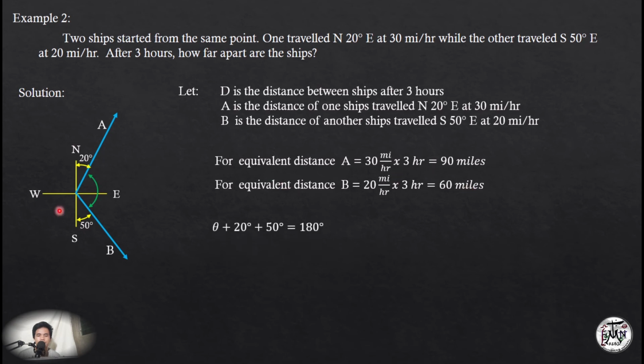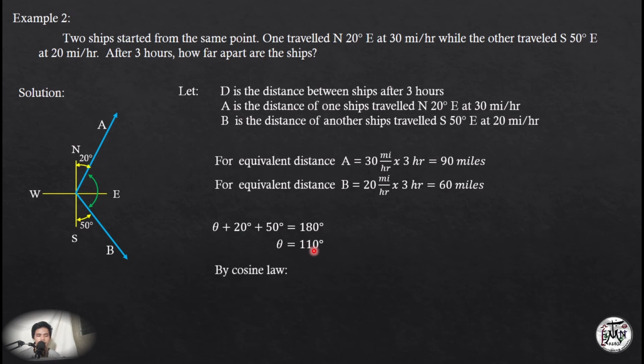Okay? So, to find theta here, theta plus 20 degrees plus 50 degrees is equal to 180 degrees. So next, finding theta. Therefore, 180 minus 70 degrees, that is 110 degrees.